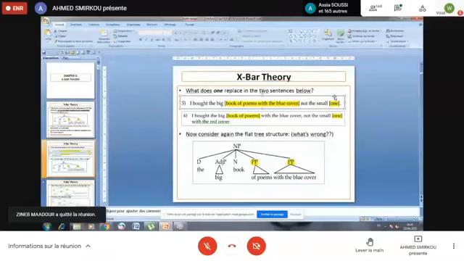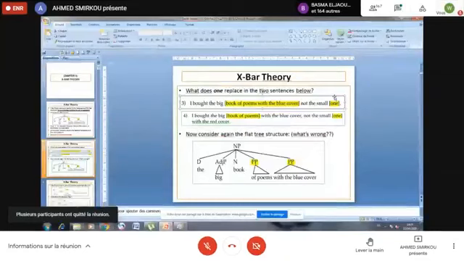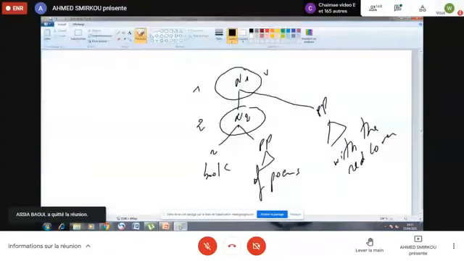And there is a golden rule. If a group of words forms a constituent, it must be branched from one node. From one node. Don't include others. Only this constituent must be grouped under one node. Now, if we look at the tree here in the flat structure for the big book of poems with the blue cover, there is no node that includes only this constituent, book of poems with the blue cover. So one solution is this.